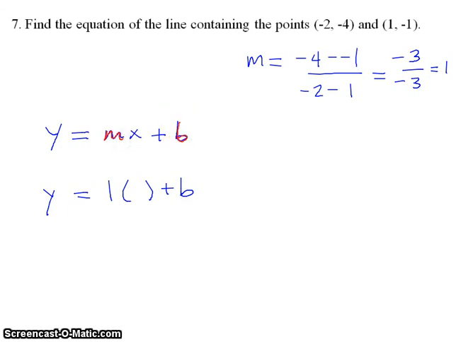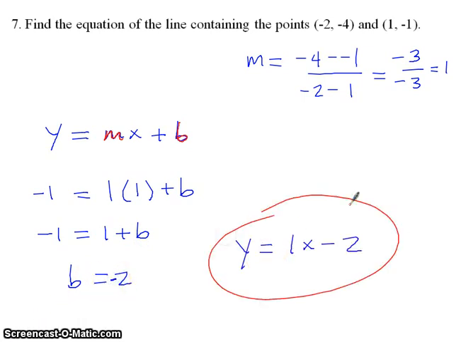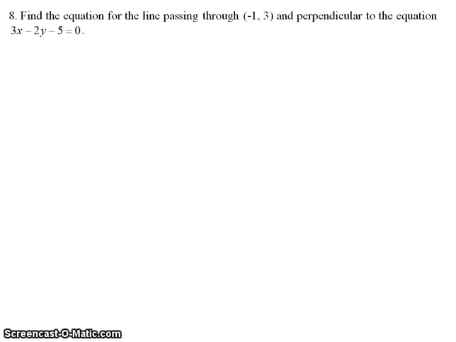Remember, we just need two things for the equation of a line here, the slope and the y-intercept. So I'll go ahead and plug in my point when x is 1, y is negative 1. So we end up with a b value that's equal to negative 2, which means y equals 1x minus 2 is the equation of our line that contains those 2 points.